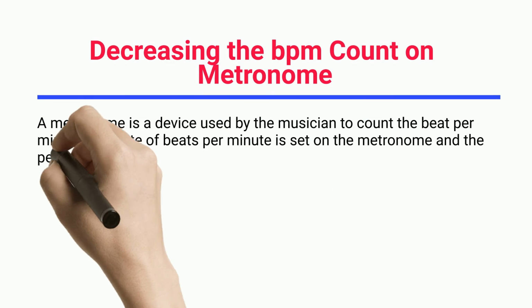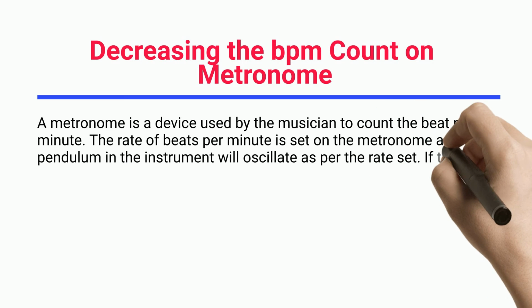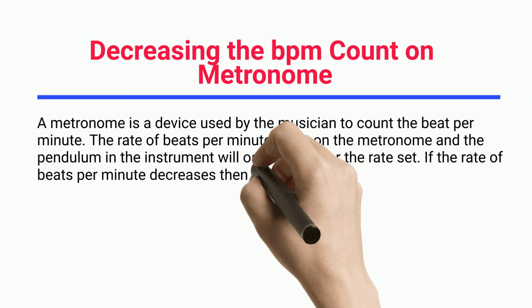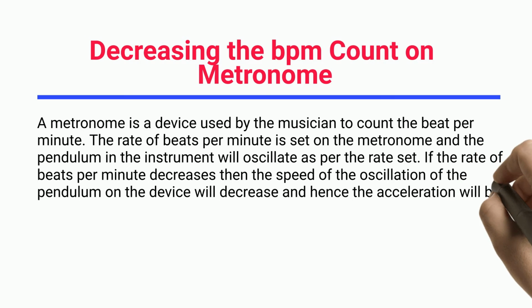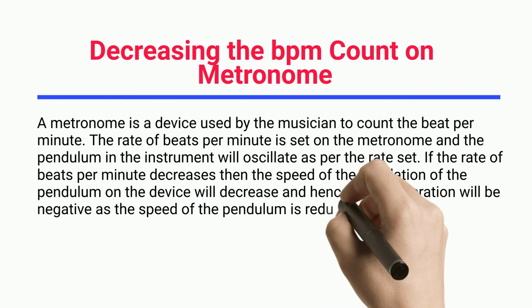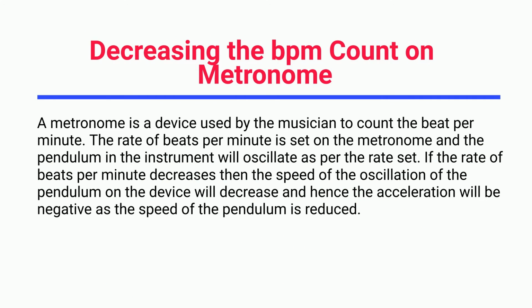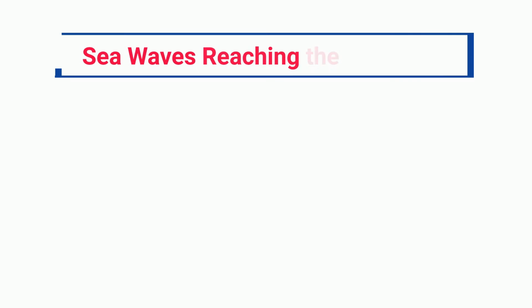The rate of beats per minute is set on the metronome, and the pendulum in the instrument will oscillate as per the rate set. If the rate of beats per minute decreases, then the speed of the oscillation of the pendulum on the device will decrease, and hence the acceleration will be negative as the speed of the pendulum is reduced.